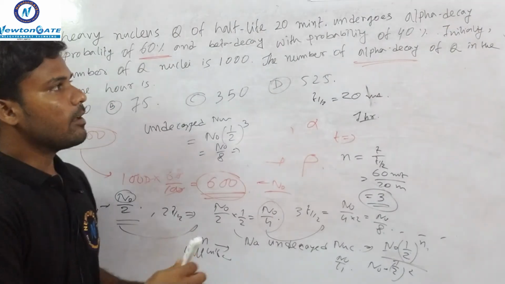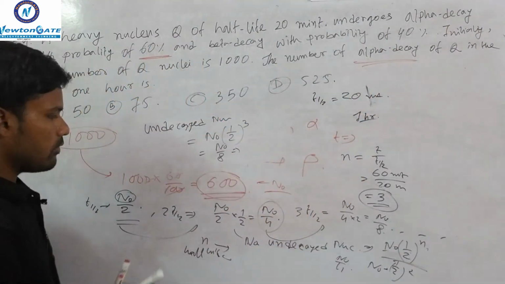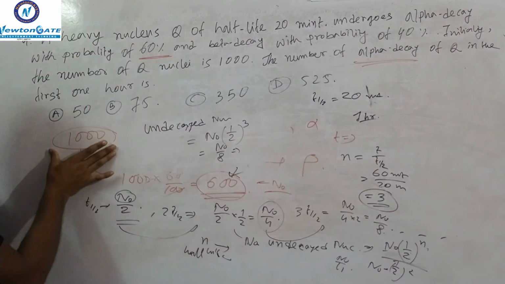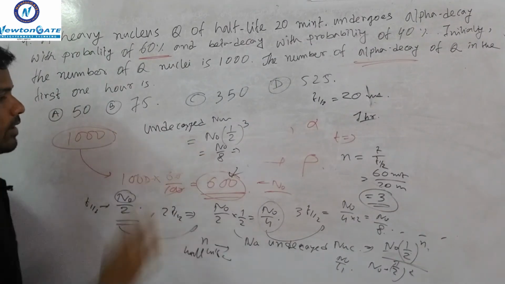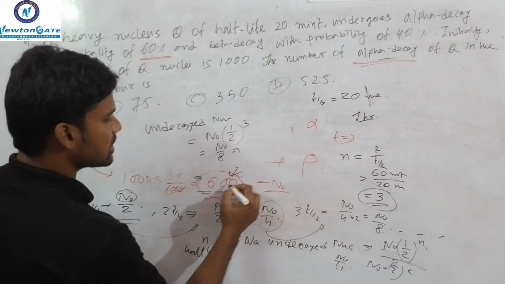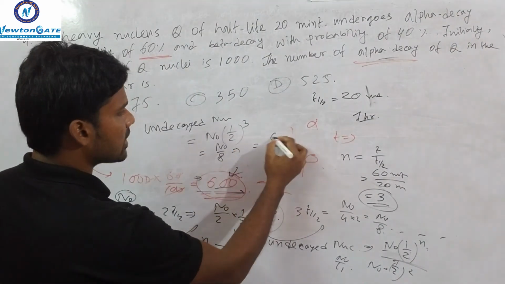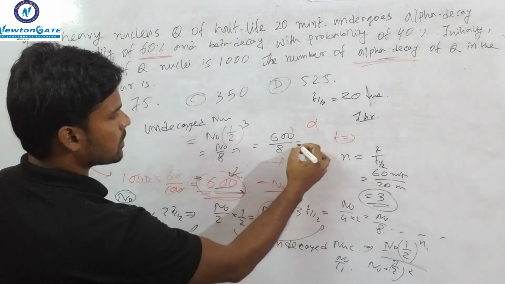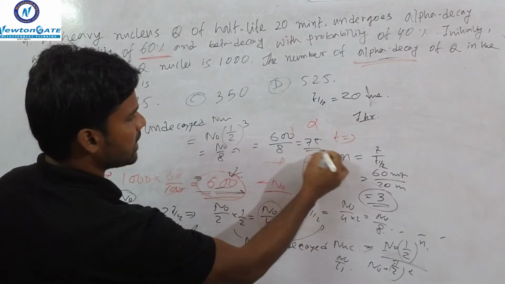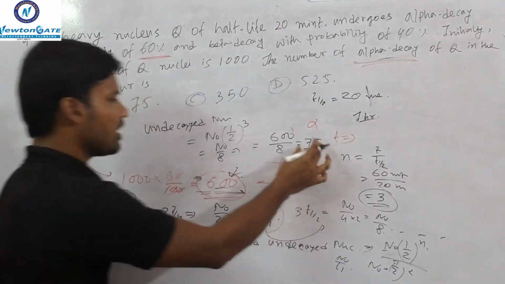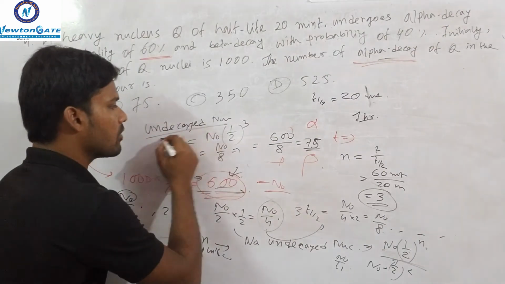Initially ready to decay for what? For alpha decay. Initially ready to decay for alpha decay is 600, because the rest is not going to decay by alpha decay. So for the alpha decay case, N0 should be 600. Just put 600 divided by 8 here, that is 75, right? 600 by 8 is 75. So this is the number remaining, that is the undecayed nuclei.